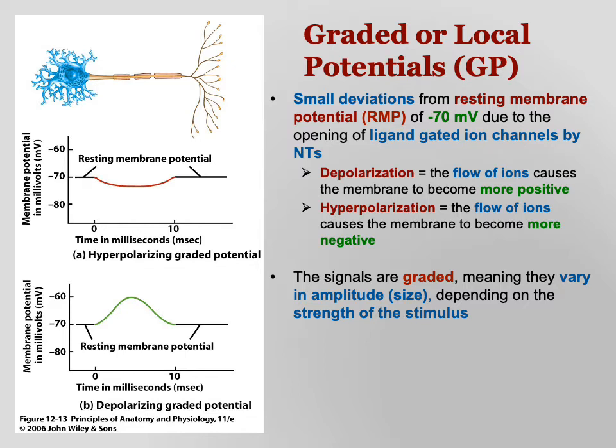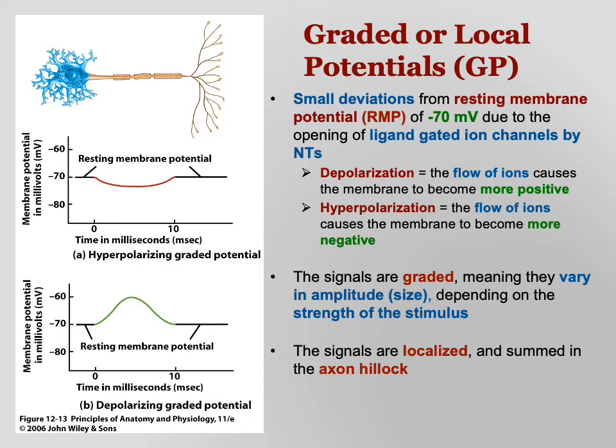Remember, the action potential was always the same size. That wasn't true for the action potential. All action potentials are the same size. The size of the stimulus does not change the size of the action potential, but graded potentials do. Graded potentials are graded because they can have different sizes depending on the strength of the stimulus. Big stimulus, big graded potential. Small stimulus, small graded potential.